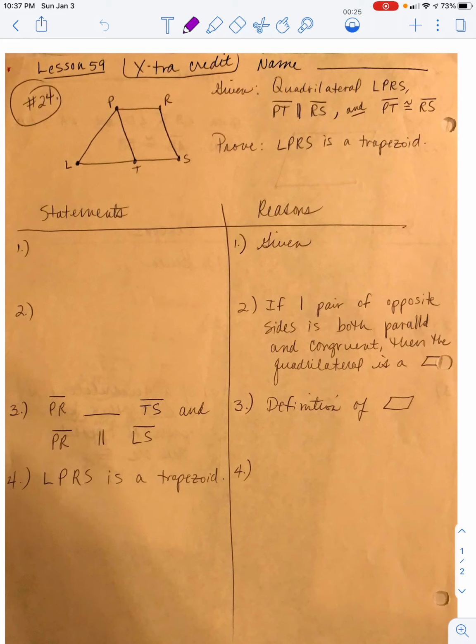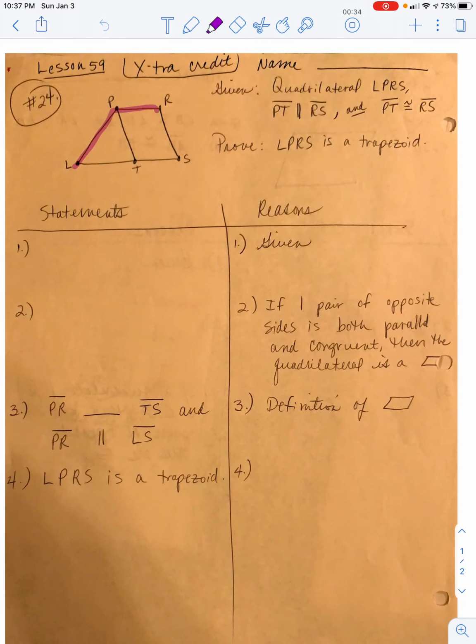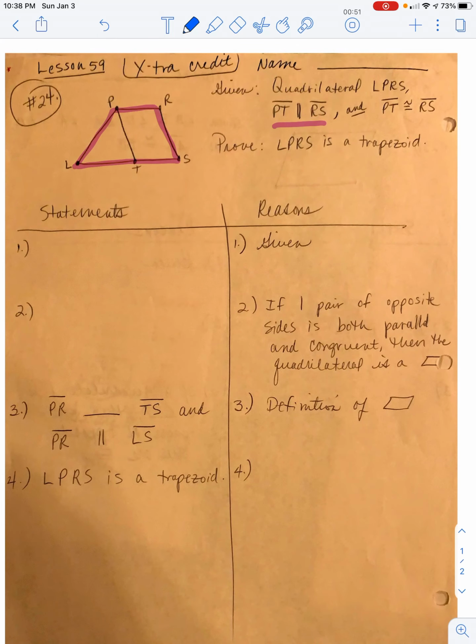Lesson 59, number 24. What we have here is a quadrilateral. It's a four-sided shape, which makes it a quadrilateral. Its name is LPRS. We are also told up here that PT and RS are parallel, and they're also congruent to each other.